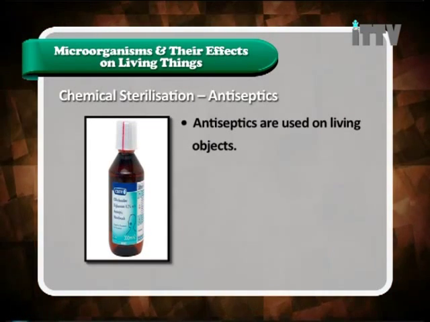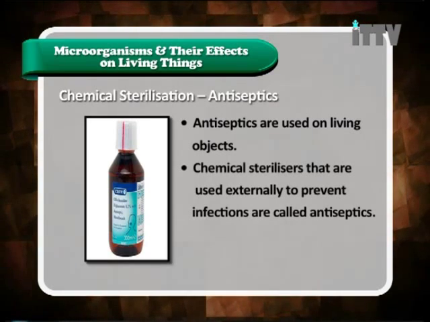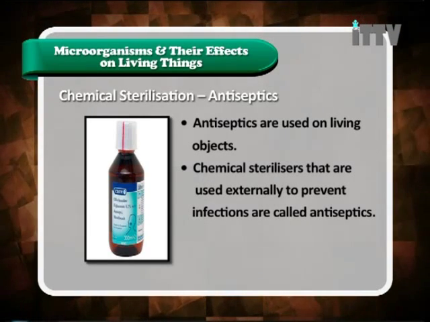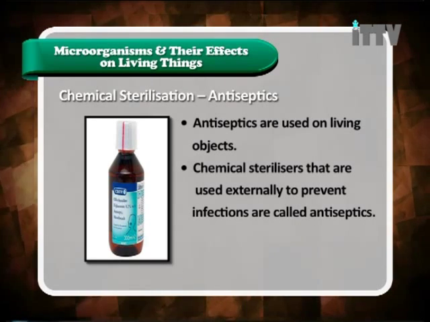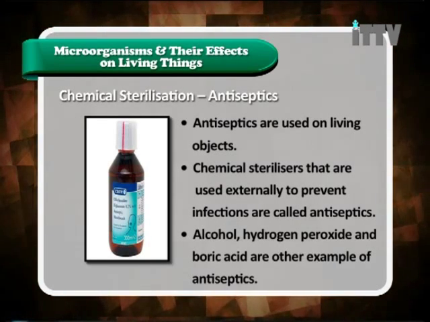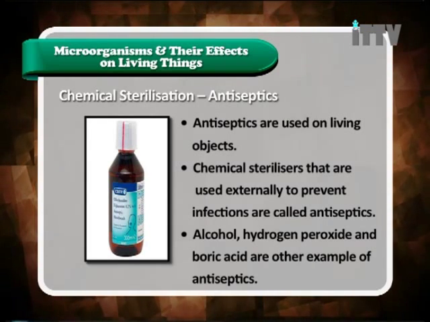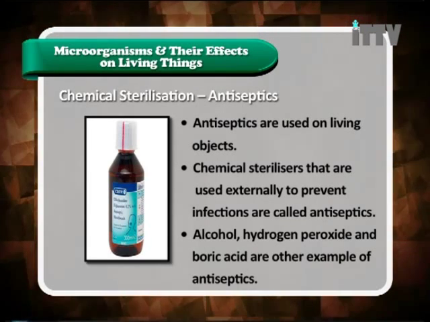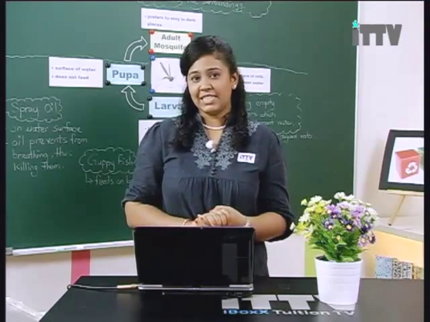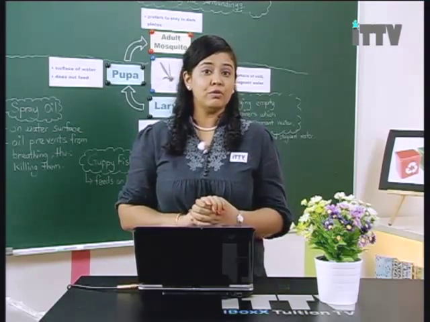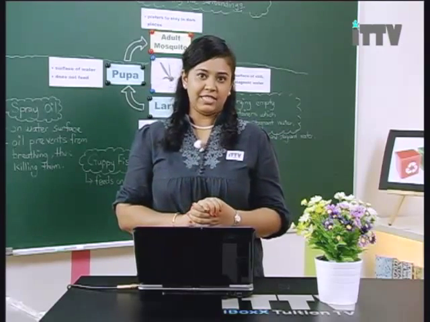Antiseptics are used on living objects. Chemical sterilizers that are used externally to prevent infections are called antiseptics. Alcohol, hydrogen peroxide, and boric acid are other examples of antiseptics. So from the slide we understand that antiseptics are used on living objects.